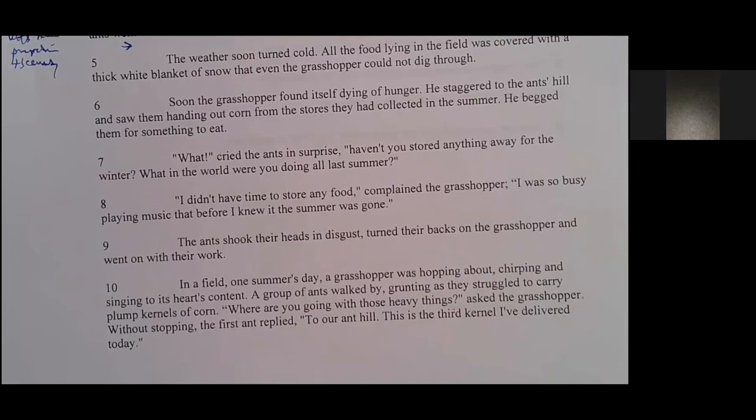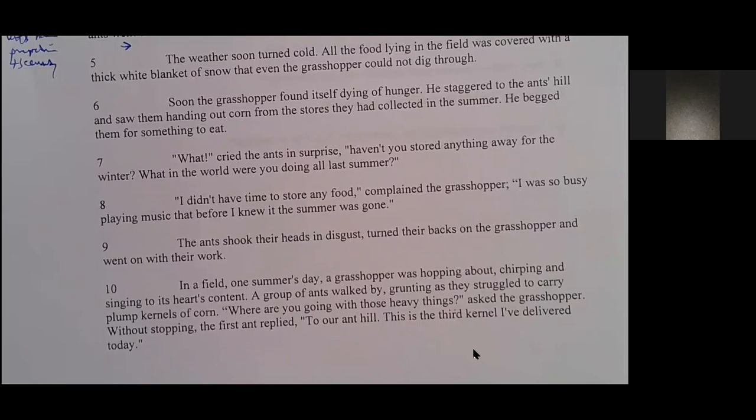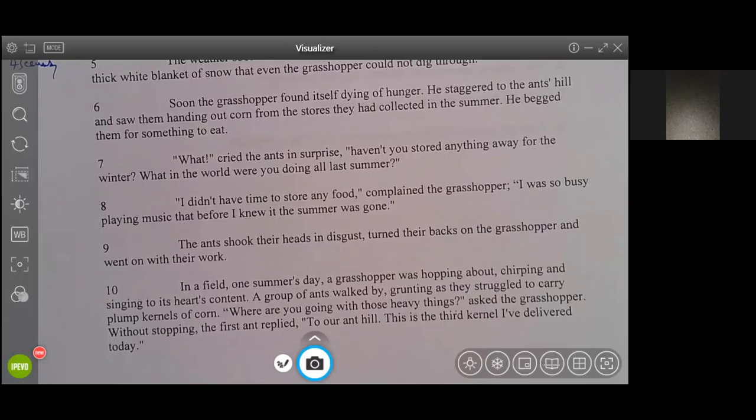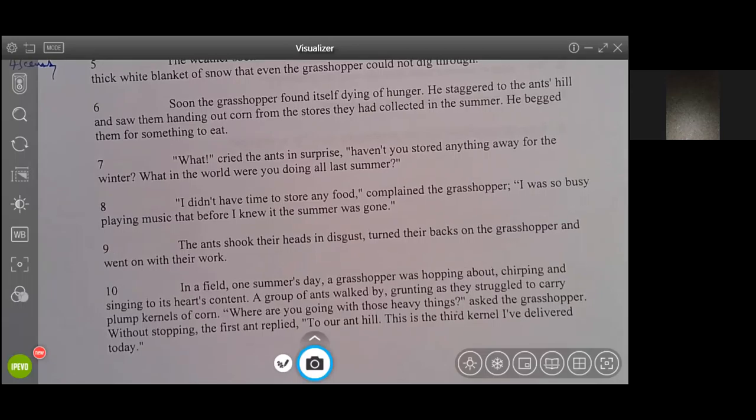The weather soon turned cold. All the food lying in the field was covered with a thick white blanket of snow that even the grasshopper could not dig through. Soon the grasshopper found itself dying of hunger. He staggered to the ant's hill and saw him handing out corn from the stores they had collected in the summer. He begged them for something to eat. "What?" cried the ant in surprise. "Haven't you stored away for the winter? What in the world were you doing all last summer?"